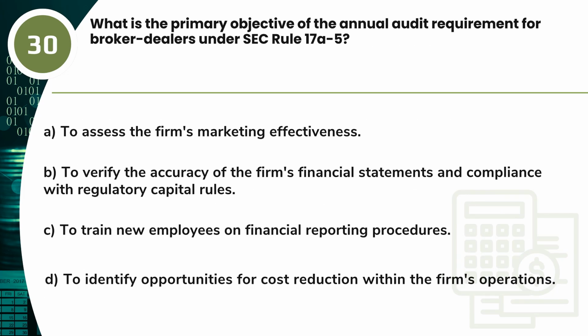Question 30. What is the primary objective of the annual audit requirement for broker-dealers under SEC Rule 17a-5? A. To assess the firm's marketing effectiveness. B. To verify the accuracy of the firm's financial statements and compliance with regulatory capital rules. C. To train new employees on financial reporting procedures. D. To identify opportunities for cost reduction within the firm's operations.